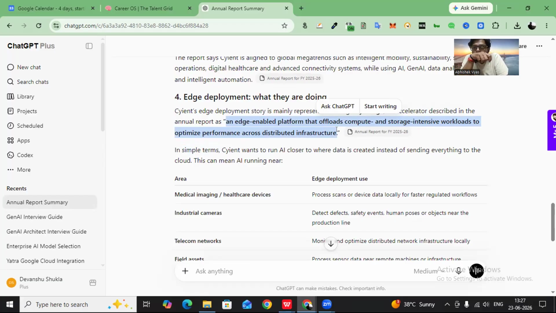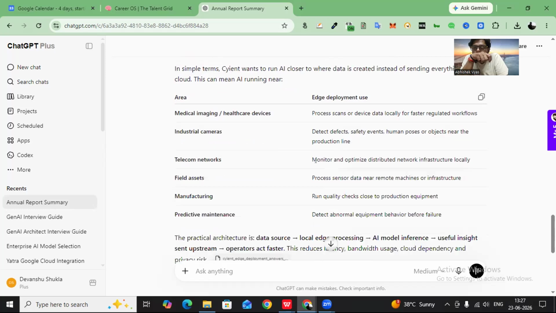So that is what they are currently doing, and where they are deploying these edge deployments is under medical imaging and healthcare devices, which process scans and device data locally for faster regulated workflows.